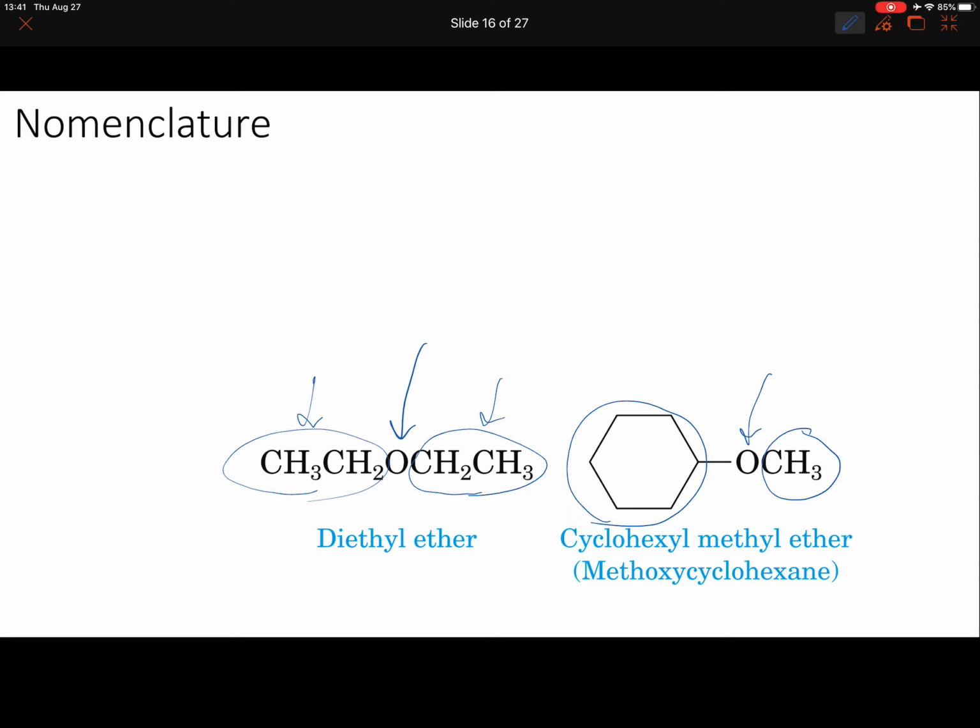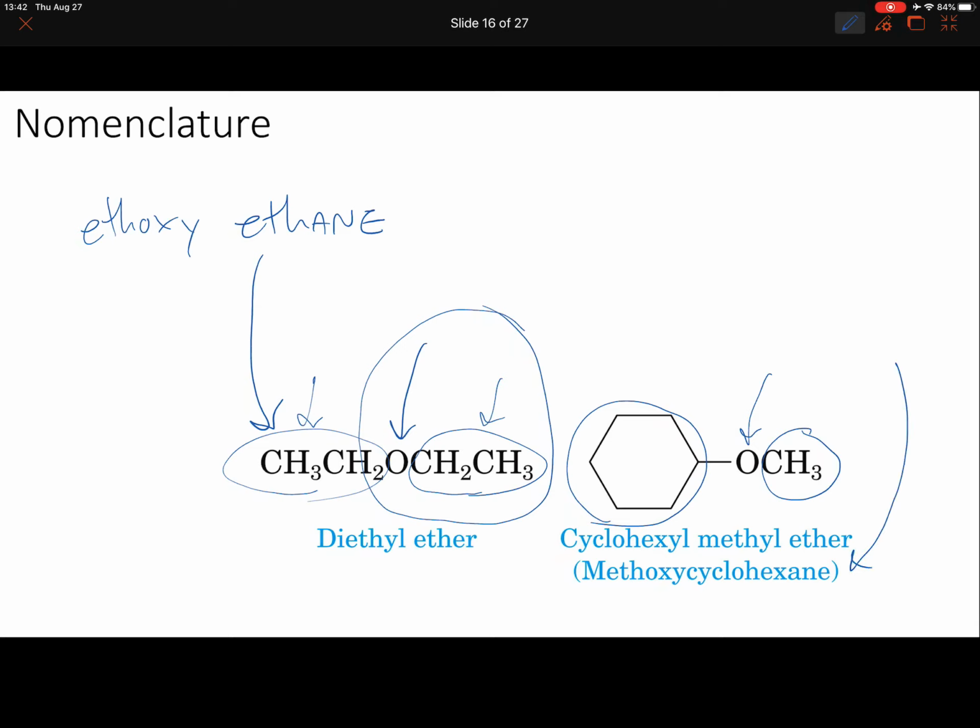Now, IUPAC names. We take the longest parent chain. In this case, it doesn't matter which one we take, it's ethane. And then we take the other part that's attached to the O and we say it's some kind of alkoxy. So methoxy, ethoxy, propoxy, butoxy: the name of the alkane plus oxy. In this case, it's ethyl, so it's ethoxy. So this is ethoxyethane. This is methoxycyclohexane. See, they're naming this as the methoxy and just saying that it is attached to a cyclohexane. That's the other way, the IUPAC name of naming ethers.